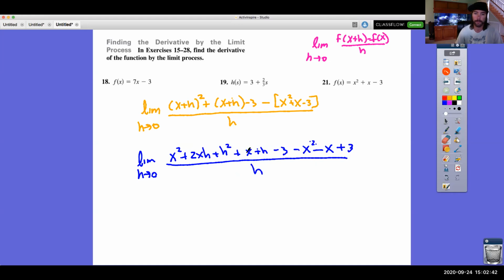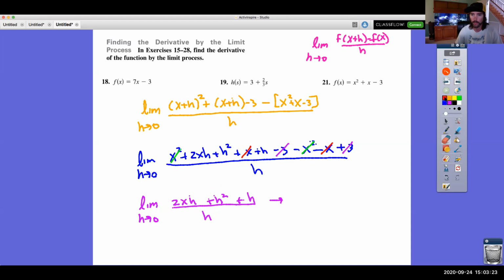Cancel things out. I have an x squared and a minus x squared that go away. I have a plus x and a minus x that are going to go away. I have a -3 and a plus 3 that are going to go away. Here's what I'm left with, just so it doesn't get too busy. 2xh plus h squared plus an h. That's it for the top. H in the bottom. I have a trinomial in the top where they all three have h's. I can factor out an h.